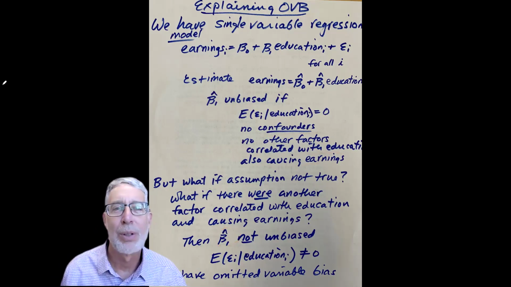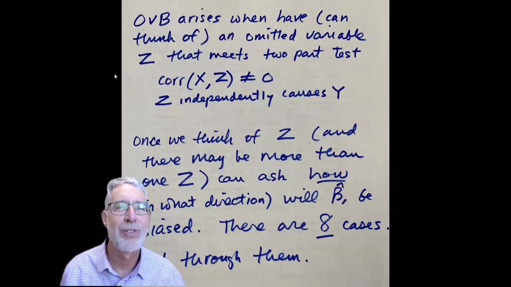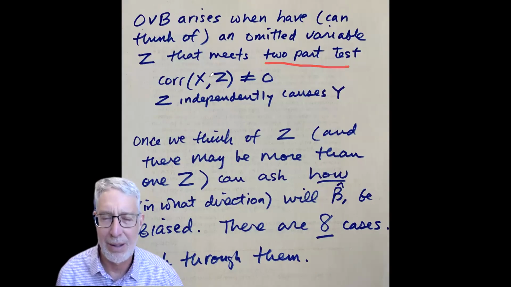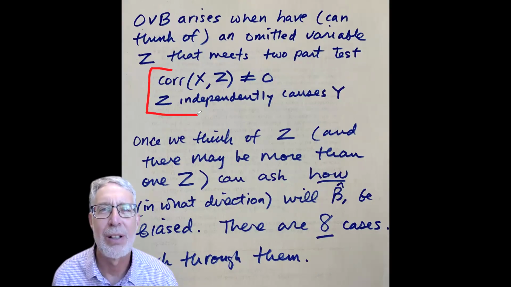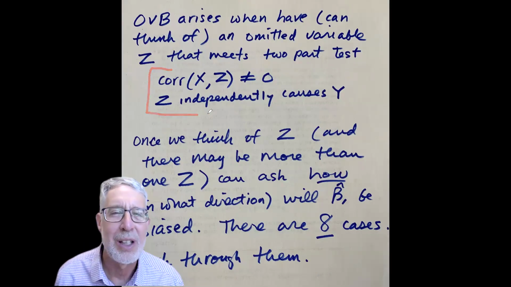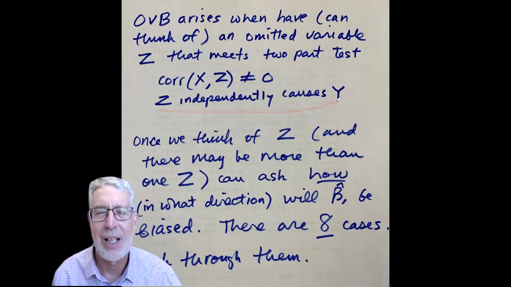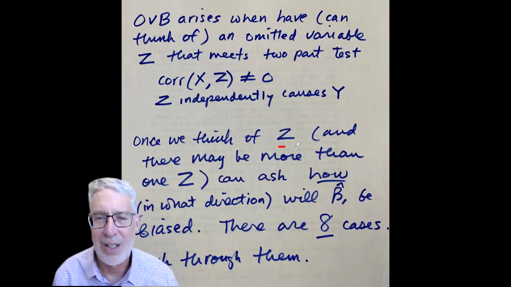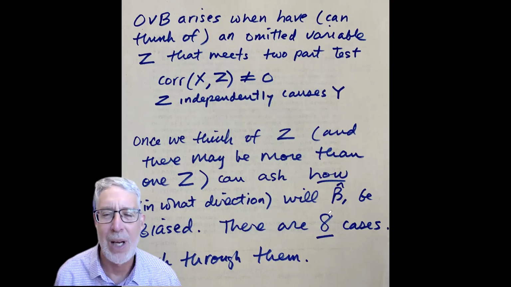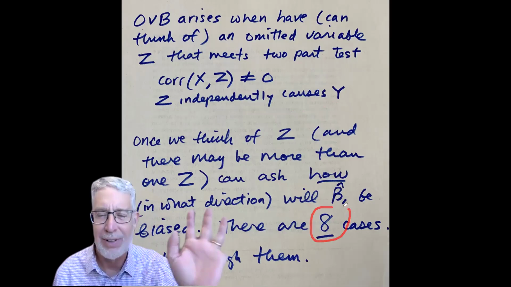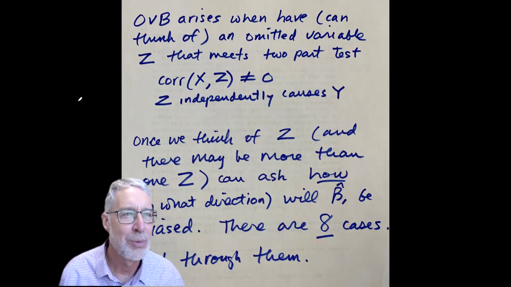And then we want to work through the direction of the bias. So we have our two-part test for the direction of the bias to think about this omitted variable. Is this omitted variable correlated with the explanatory variable? Is the omitted variable correlated with education? And does this omitted variable independently cause the outcome, in this case, earnings? And we can think of a z variable then, this omitted variable or this confounder. We can work through what the direction of the bias is. There are 8 cases. I've already done one of the cases in part one. Here's case number two that we'll think about.